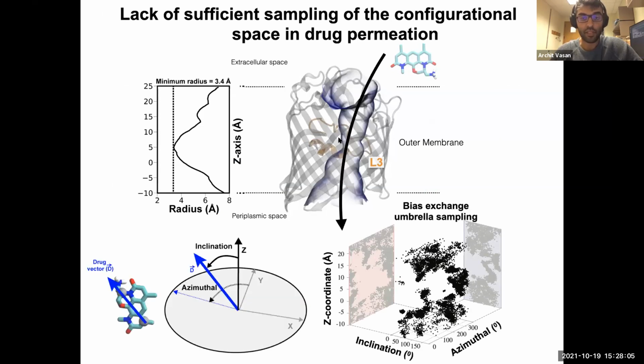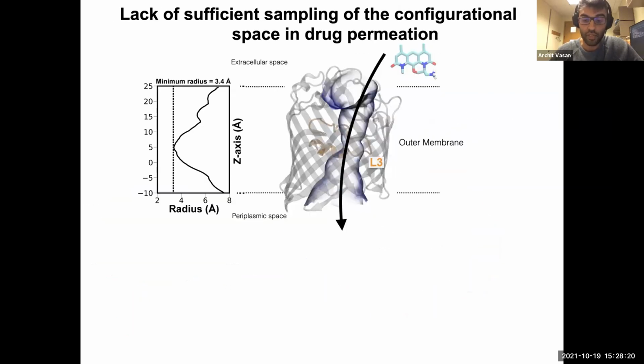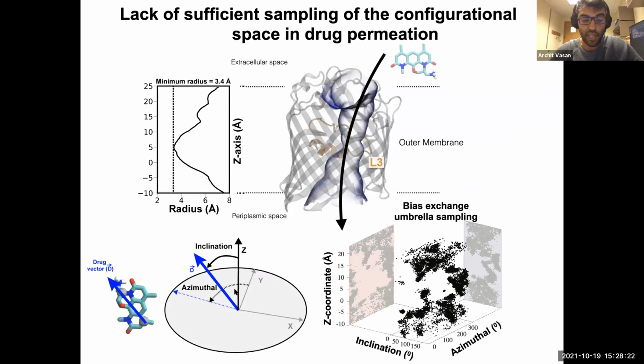And because of this, and also because this antibiotic isn't just a simple system, you have to consider not only the Z, but also the different angles of the molecule. So the inclination and the azimuthal, where azimuthal is this angle, as you can see here, and inclination is this angle. You'll have a very limited sampling in this narrow region, which is referred to as the constriction region of the protein.